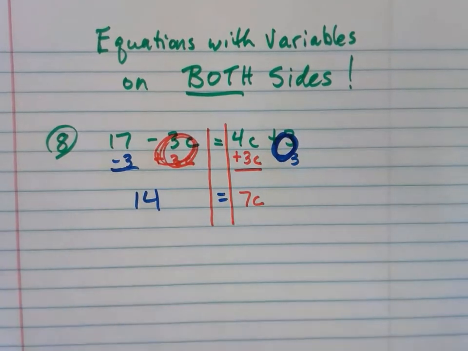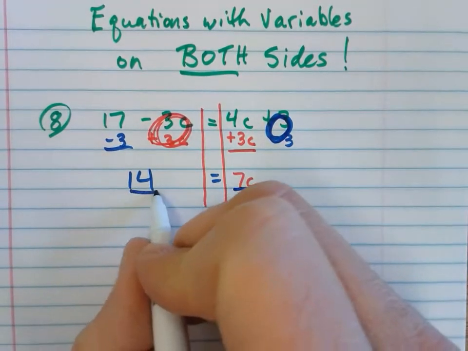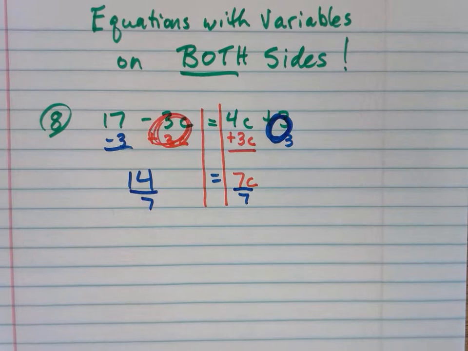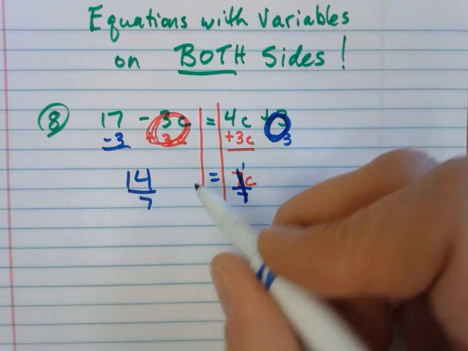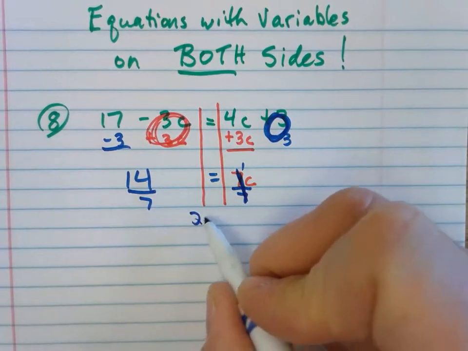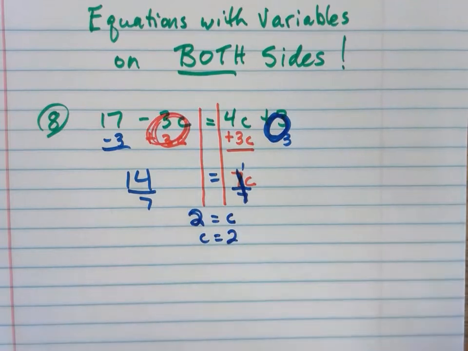Okay, all that's positive, nothing too fancy about that. I'm just going to divide by 7 on the right, which means I have to divide by 7 on the left. 7 divided by 7 is 1. 14 divided by 7 is 2. So 2 equals c, or you could write it c equals 2. Whichever way makes you happy, makes me happy.